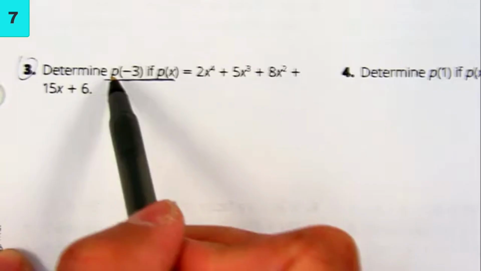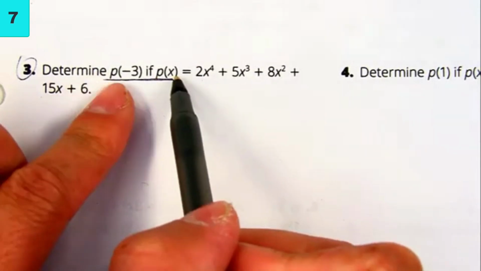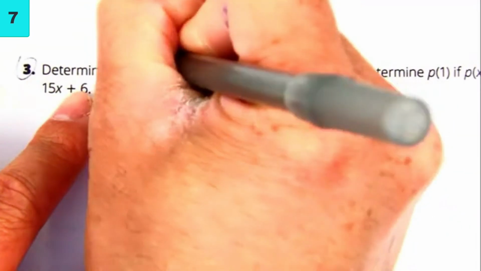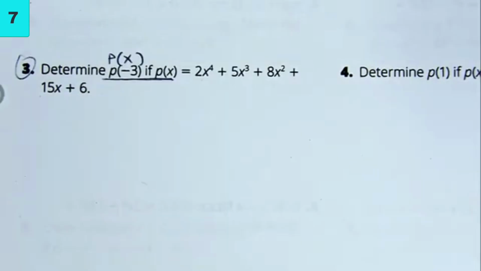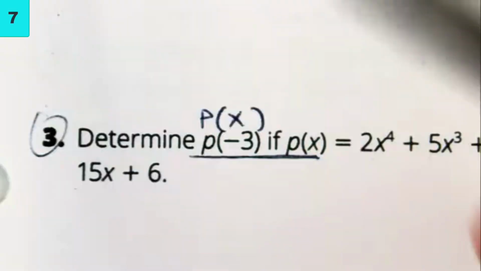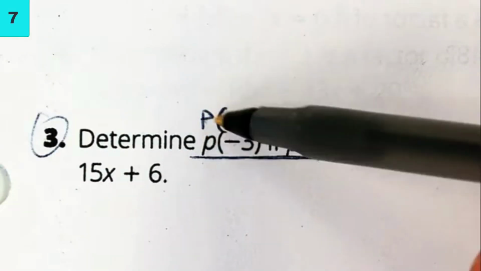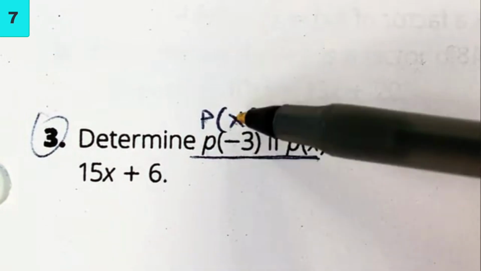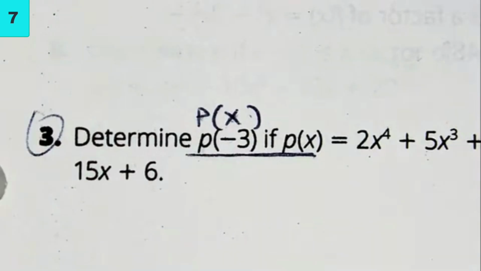I notice they both have a p and a set of parentheses. So what I'm going to do is write p of x above it. And this is going to tell me something. The p's are the same, the parentheses are the same, but x and negative 3 are different. So that means your x is equal to what value, class? Negative 3.